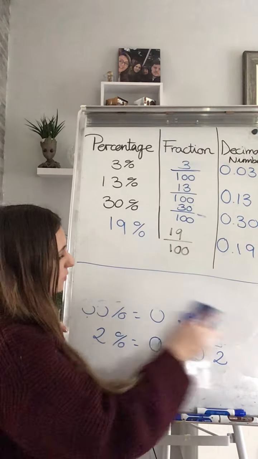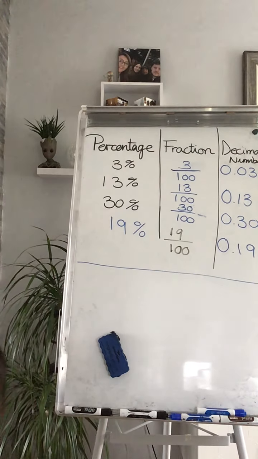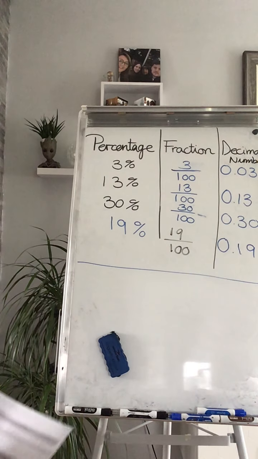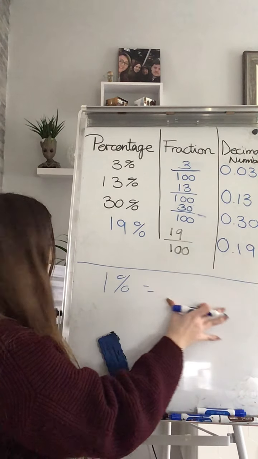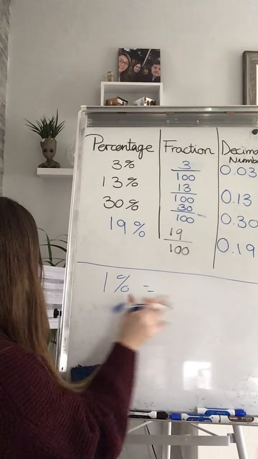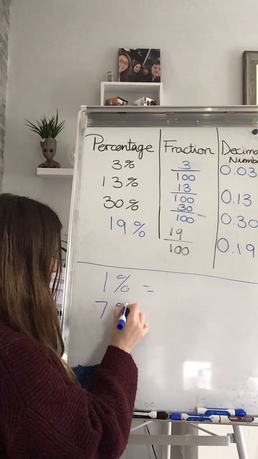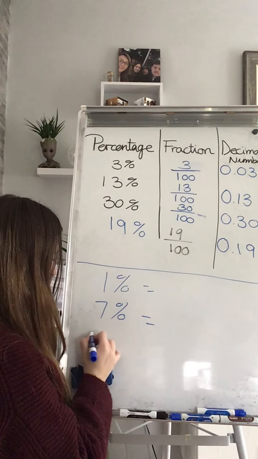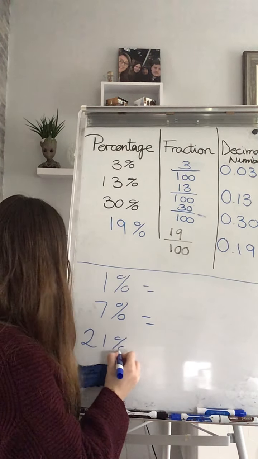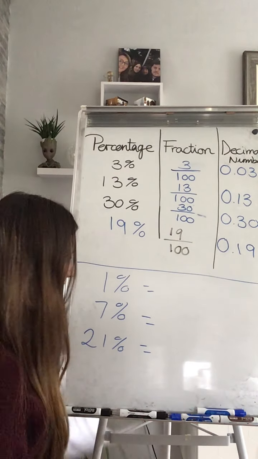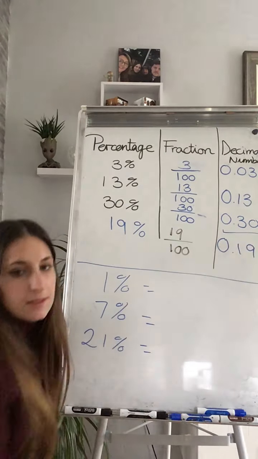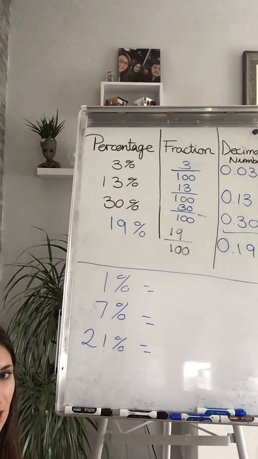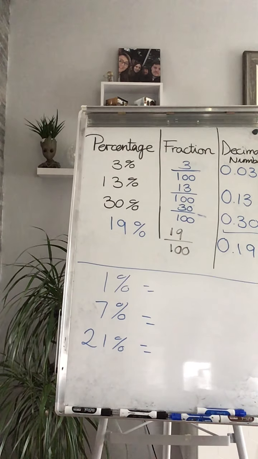Okay, do you think you can do these ones by yourself? Now this is going to be by yourself, and I will correct it as soon as you finish. 1%, can you try to put it as a decimal number? 7%. And 21%. And after, we are going to try to do one related to this. Okay? Have a go, play it again when you are ready to correct it.